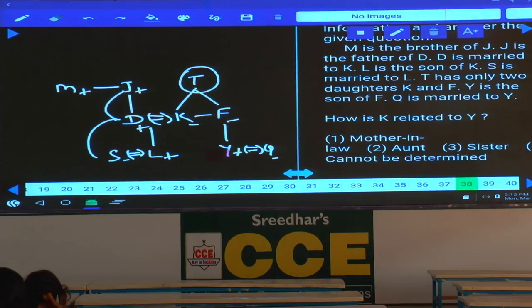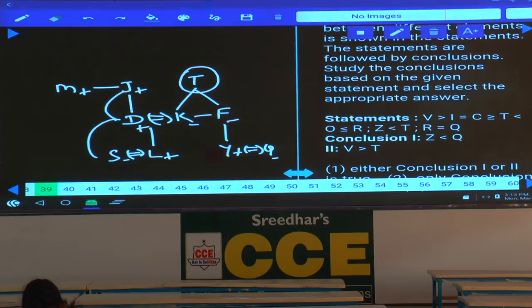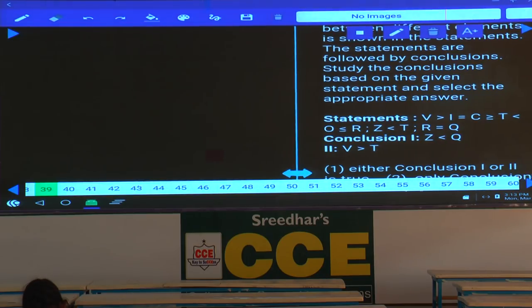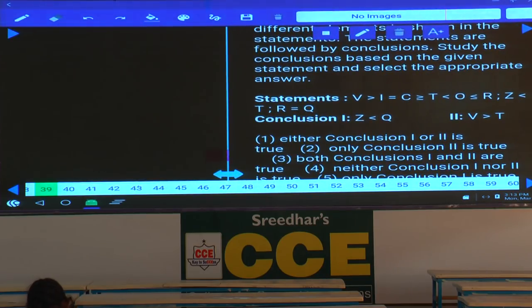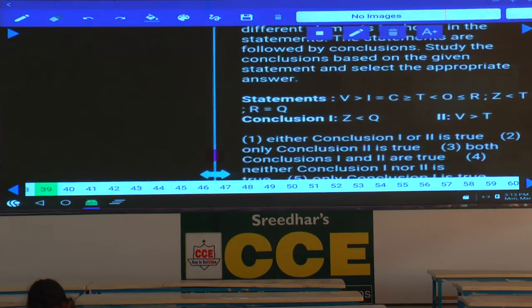Then 38. How is K related to Y? Y's mother is F, and mother's sister is aunt. Aunt, that is choice 2. 38, choice 2 is the answer. Then question number 39 to 43. These questions are based on coded inequalities.